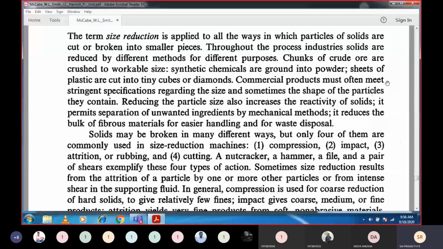Commercial products must often meet stringent specifications regarding the size and sometimes the shape of the particles they contain. So this is what the consumer demands. Imagine a situation where cement is not given in minus 200 mesh, but is given in 1 centimeter.